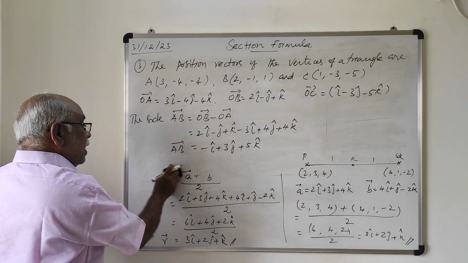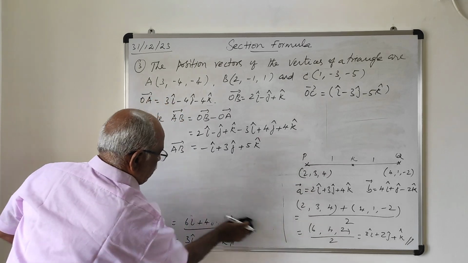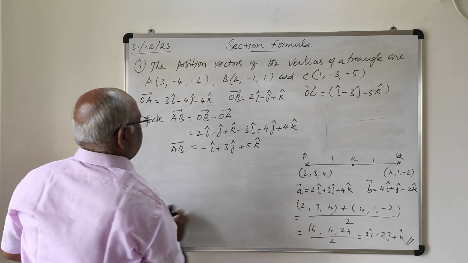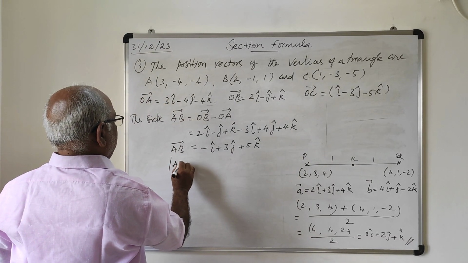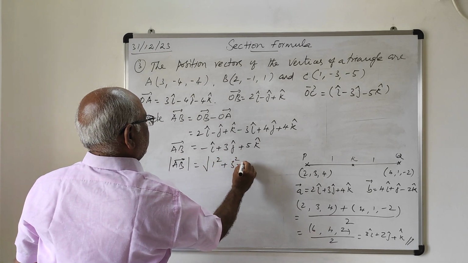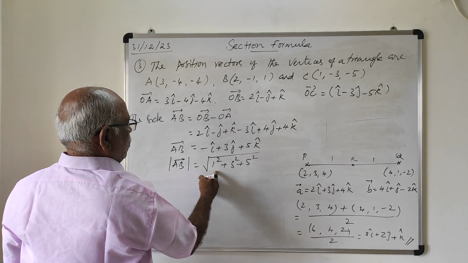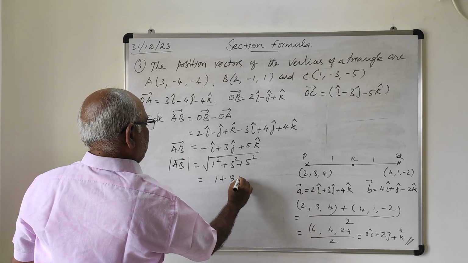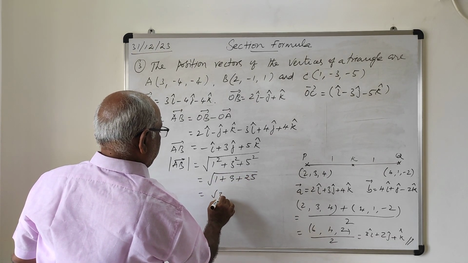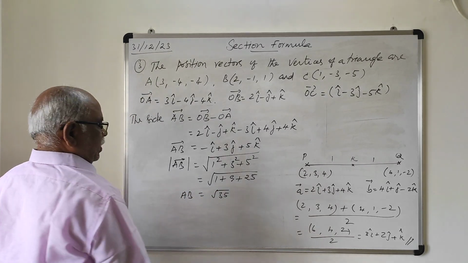So to find the length of the side AB, you have to determine the magnitude of the vector AB. Mod of AB is root of minus 1 square plus 3 square plus 5 square. On squaring, minus 1 becomes plus 1. 1 plus 9 plus 25 is 35, so root of 35. This is the distance AB, the side AB we have determined.